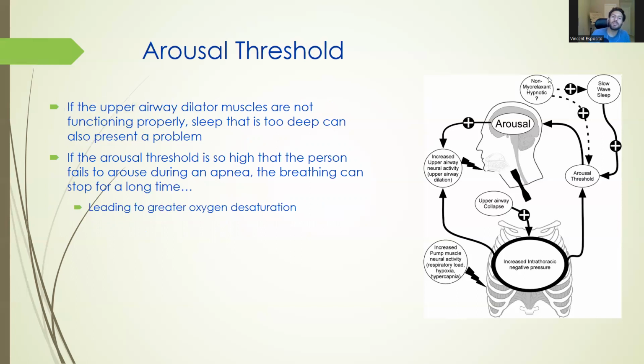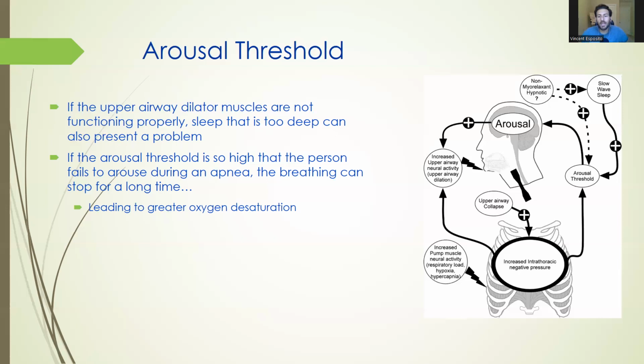If the upper airway dilator muscles are not functioning properly, then sleep that is too deep can also be a problem. So if arousal threshold is too high and the person fails to arouse during an apnea, this can lead to not getting enough oxygen and can lead to issues down the road too. So having a very high arousal threshold isn't necessarily good either, although it's much less common than a lower arousal threshold. So basically it's about balance.